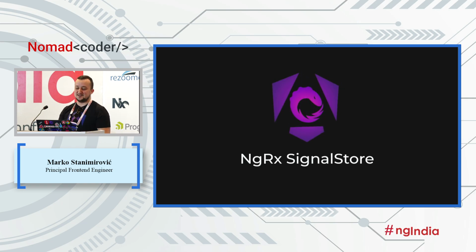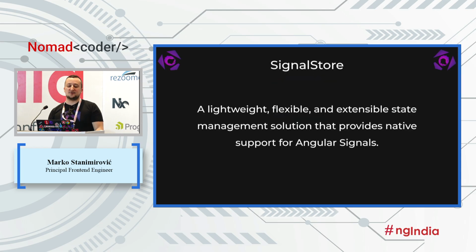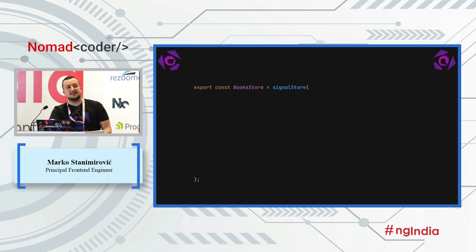Here you can see this transition. So SignalStore is a lightweight, flexible, and extensible state management solution that provides native support for Angular signals. To create a signal store, we can use the function with the same name from NgRx Signals package. This function accepts a sequence of signal store features.